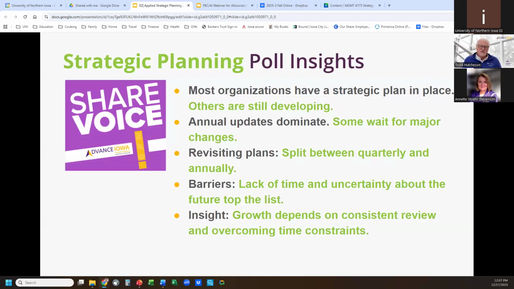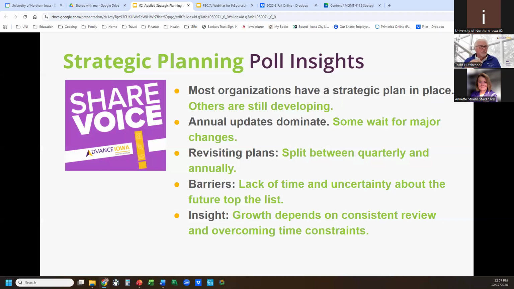Barriers to strategic planning. So why do those 30 to 35% that don't have a strategic plan not do that? We found that lack of time was the number one reason. About 40% of companies responded that was the reason they didn't do strategic planning. And 30% responded it was uncertainty about the future. So it's difficult to visualize doing a plan if you don't know what the future looks like. So that's what we found out.